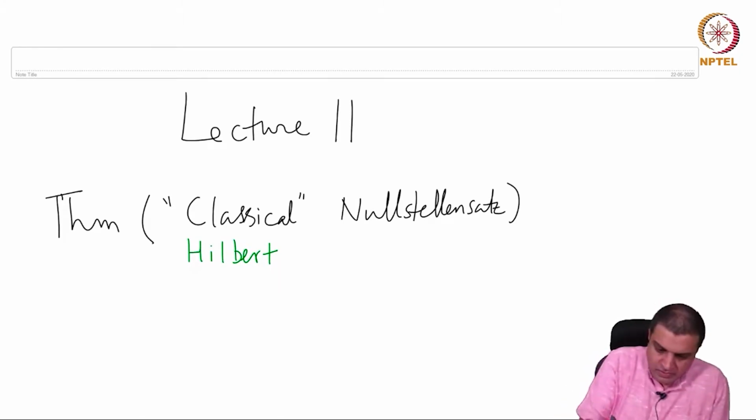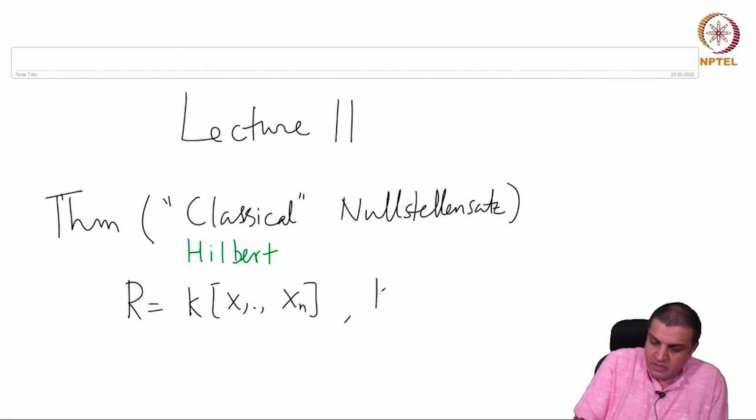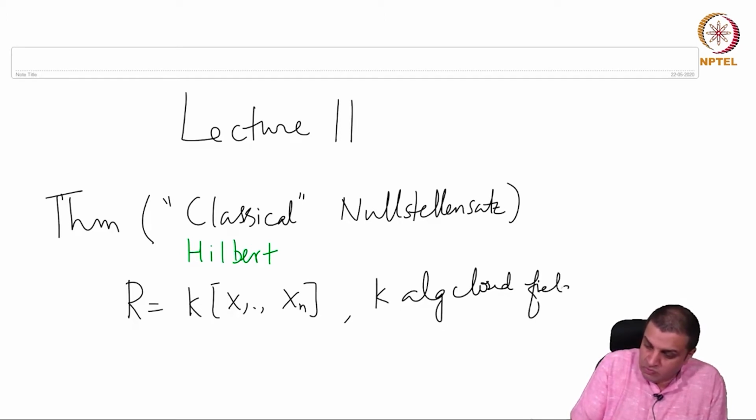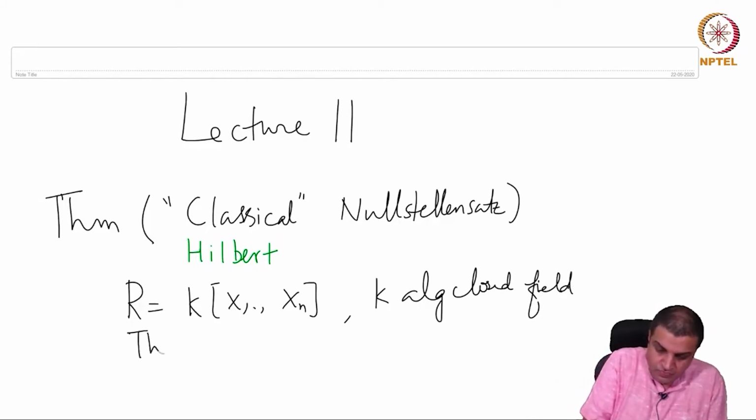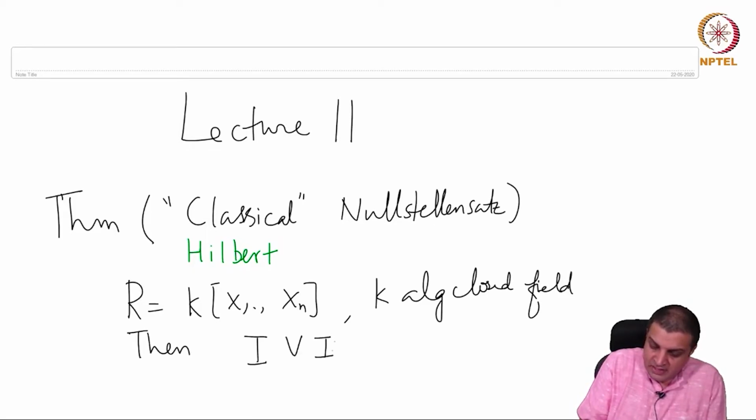Okay, so the theorem. Again, the notation is R is a polynomial ring in n variables over a field K, algebraically closed. Then the ideal of the variety of the ideal of I is the radical of I.